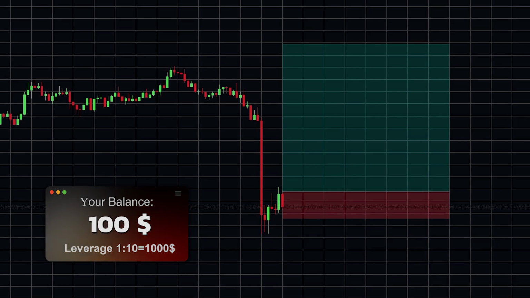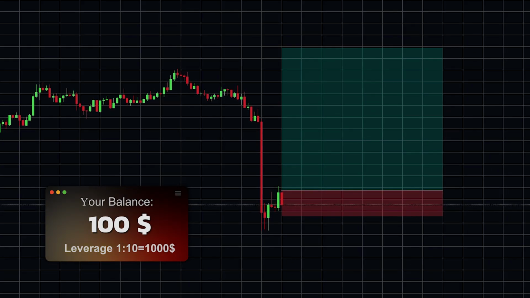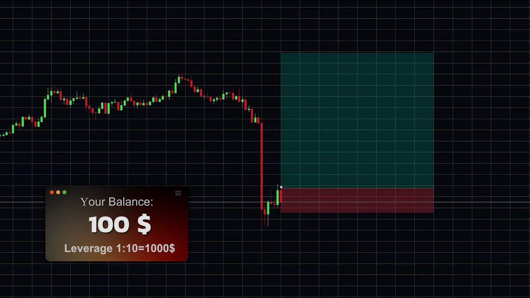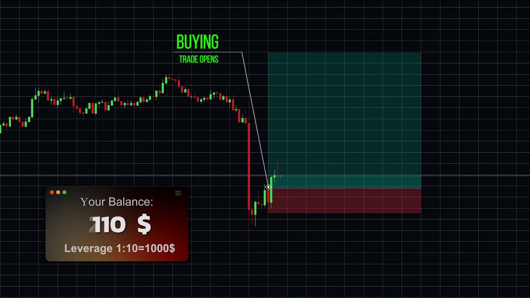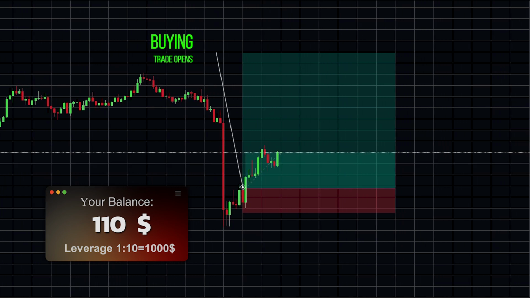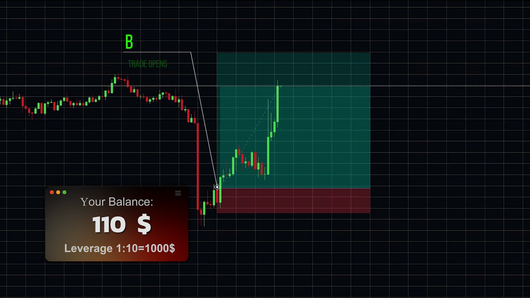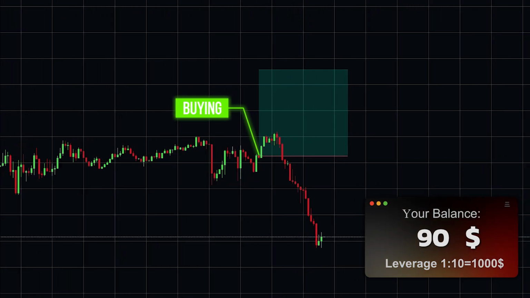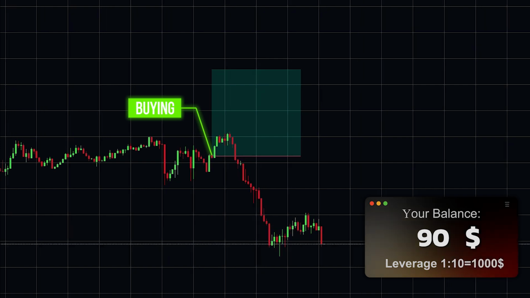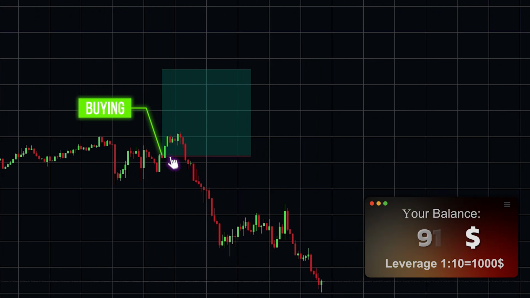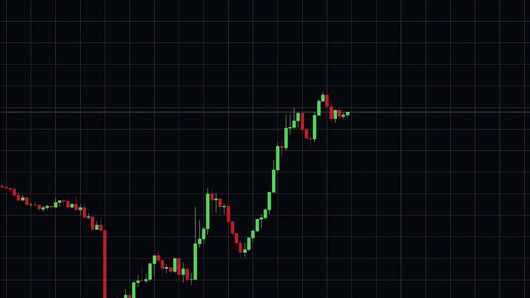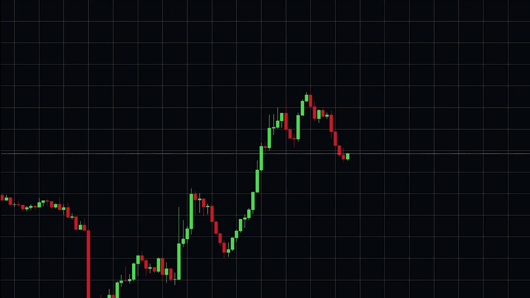Let's take a concrete example to better understand how it works. Suppose you have $100 in your account and you decide to open a trade with a leverage of 1:10. This means that your real trade volume is $1,000. If the price changes just 1% in your favor, you will get $10 profit instead of $1 if you trade without leverage. But if the market goes against you by 1%, you will also lose $10. And if the price drops by 10%, your deposit will be completely wiped out. As you can see, leverage is a tool that can both accelerate the growth of your deposit and lead to its rapid drain.